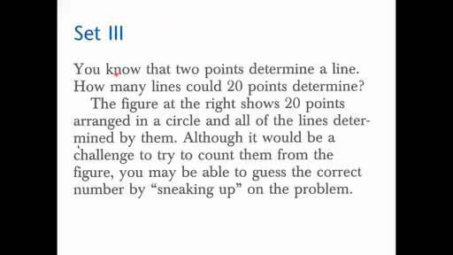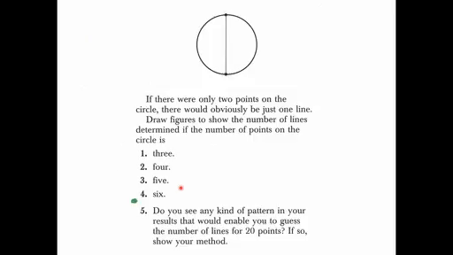Finally, set 3 is a little activity to try to help you come up with some clever idea here. You know that 2 points determine a line. How many lines could 20 points determine? The figure on the next slide shows 20 points arranged in a circle and all of the lines determined by them. Although it would be a challenge to try to count them from the figure, you may be able to guess the correct number by sneaking up on the problem. And his next questions here help you sneak up on the problem.